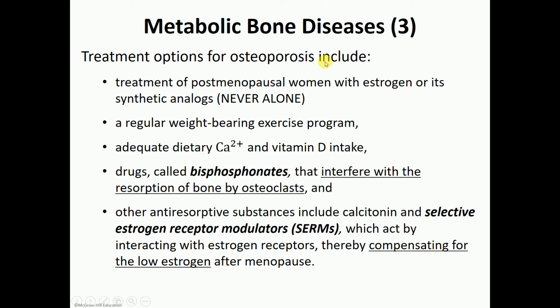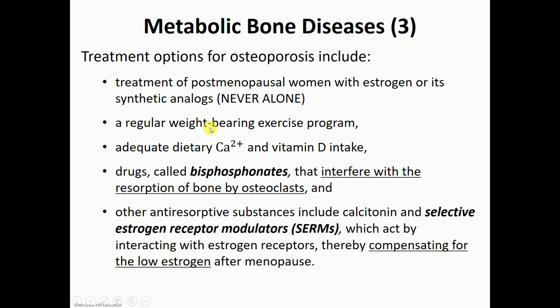Now the treatment options: if you were not able to prevent it from happening and you already have a patient that has osteoporosis, what do you do? Well, since estrogen is protective, we can give them a little bit of estrogen in the form of HRT, hormone replacement therapy, but never give estrogen alone, because unopposed estrogen, meaning estrogen without anything to oppose its effect, is a risk factor for endometrial cancer, which is uterine cancer, and breast cancer. So if anybody gets estrogen, it would have to be together with a little bit of progesterone to oppose that estrogen effect.